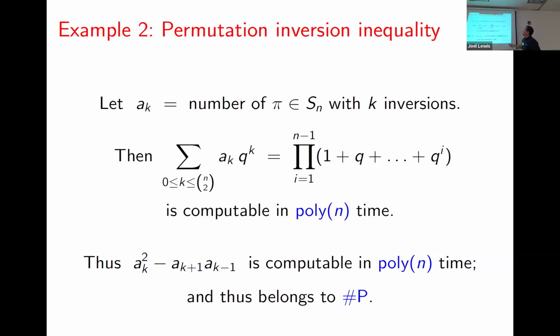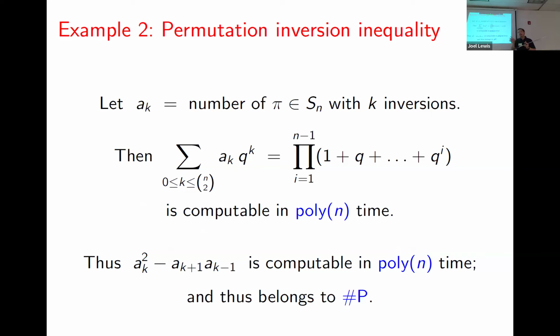In the following way, take this generating function. We know that this is equal to the q-analogue of n factorial, right? This is a very explicit polynomial. Therefore, you can take the multiplication. You can compute all of these coefficients in polynomial amount of time. It's because the product of two polynomials takes a quadratic amount of time.